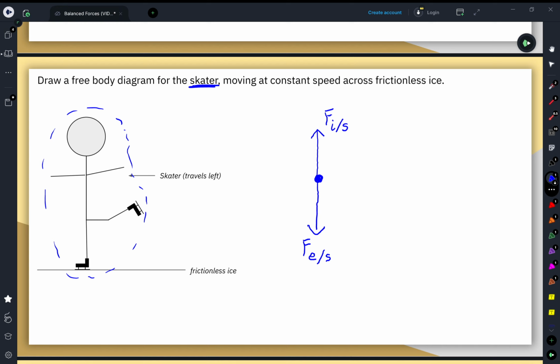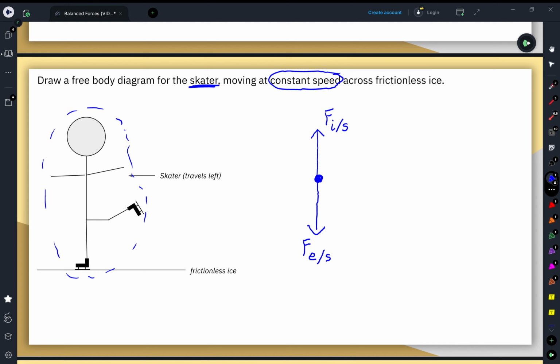Now, I ended up scaling this, which is step 4, to show that the force of the ice acting on the skater and the force of the Earth acting on the skater are the same size. The reason why I'm saying that is I can see that this skater is moving at a constant speed. That means that the acceleration should be 0.